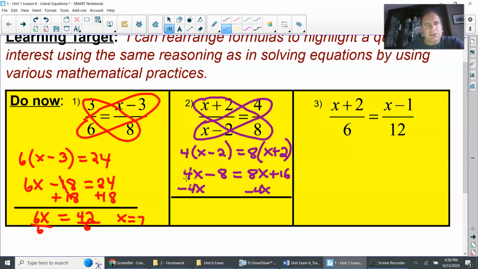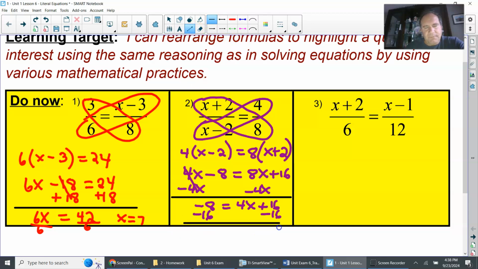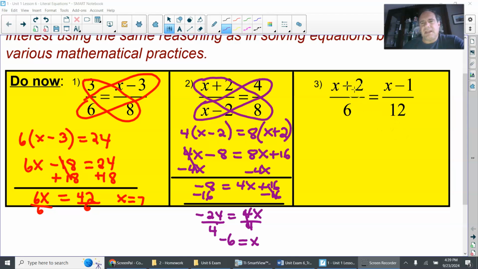So we're going to subtract the 4x on both sides. We get negative 8 equals 4x, because 8x minus 4x is 4x, plus 16. And then we're going to subtract 16 on both sides. Hopefully we cancel out this right here. And this is negative 24 equals 4x. And you divide by 4, and you get x equals negative 6.